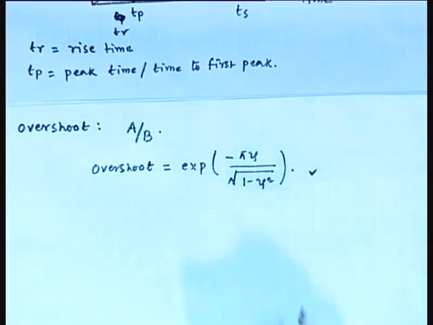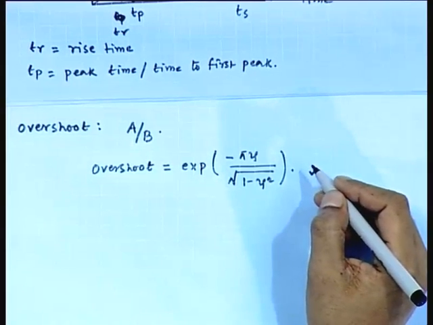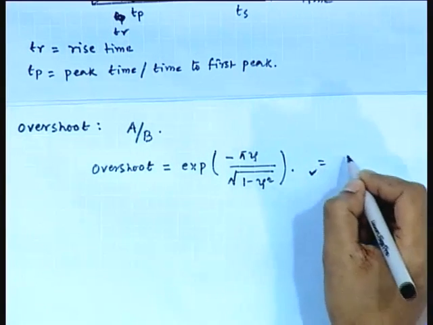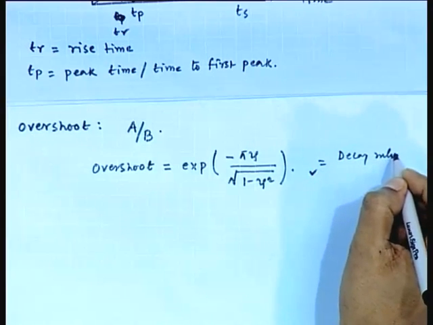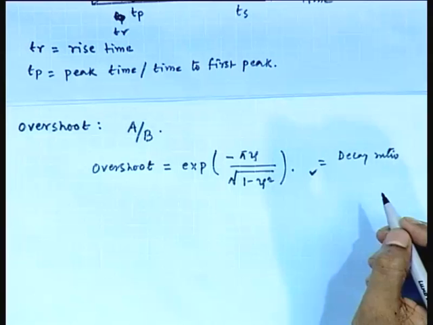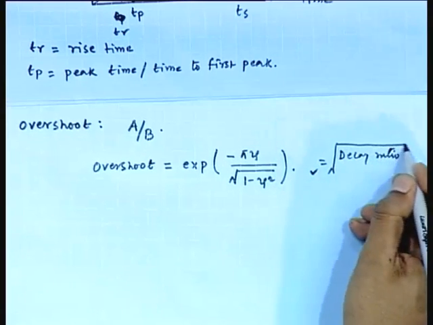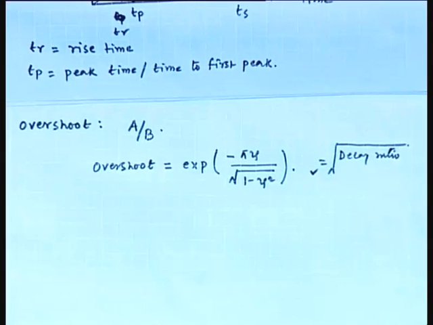This expression also we can derive from the time domain expression of y. If you see the expression of the overshoot and decay ratio, is there any correlation between these two? Decay ratio is the square of overshoot, or we can write overshoot is root over of decay ratio, square root of decay ratio.